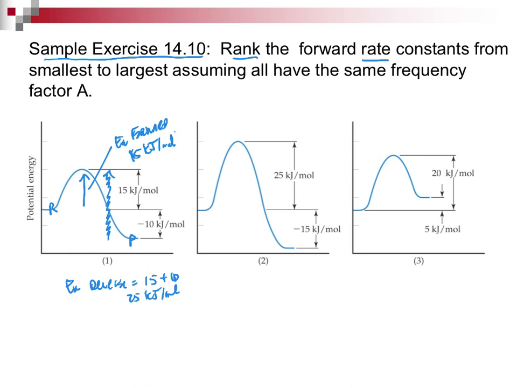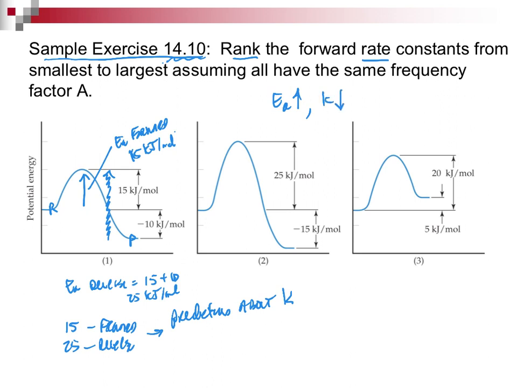So from these activation energies, 15 for the forward and 25 for the reverse, you can make some predictions about the K. And I will leave that up to you because you've got a textbook, and for me to show you, it doesn't really help you learn it. You've got to work through it yourself. So take a look at sample exercise 14.10. Assess your EAs, and as you know, as EA increases, the K is going to decrease. But EA can be coming from 2 different places, from the forward or the reverse.